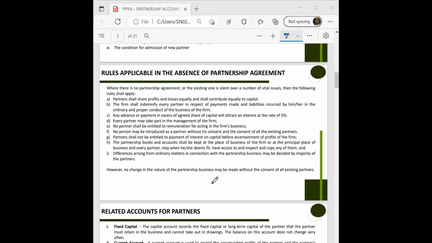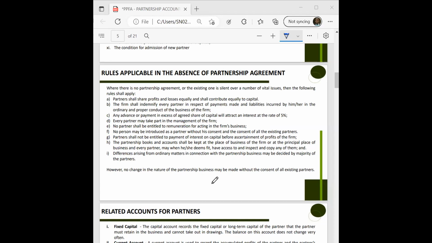The partnership books and accounts shall be kept at the place of the business of the firm or at the principal place of business, and every partner may, when he or she deems fit, have access to inspect and copy any of them. It means that the books of the account, the books of the business, are kept in the premises of the business and are also accessible to any of the partners. Not just accessible to them, they can also freely inspect it and copy any of the books.